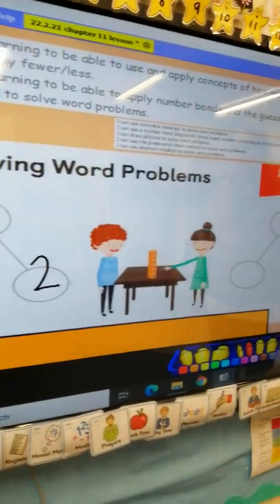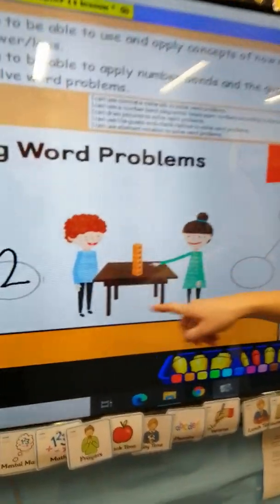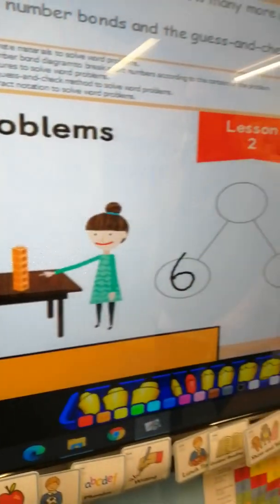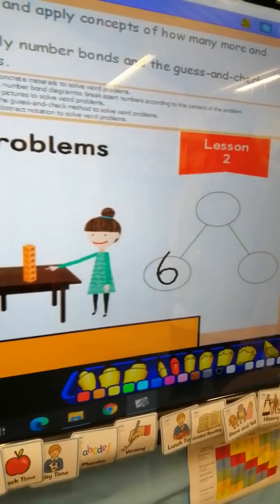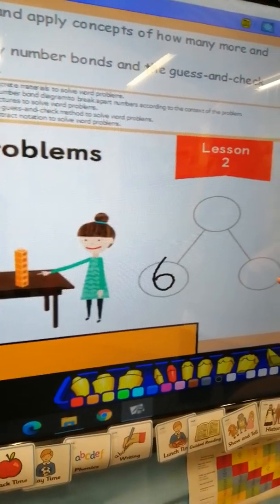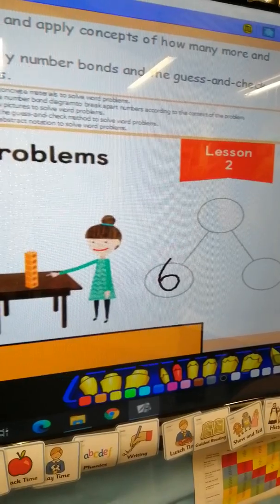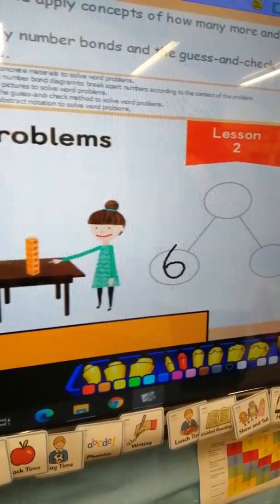Now this is slightly more difficult. What happens if these 6 cubes that are on this table actually represent just a part? What happens if hiding behind her back is another part? What part might she be hiding and what might the total be? Pause the video now and have a go.